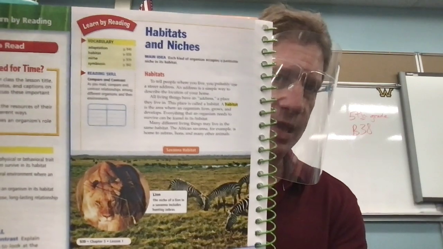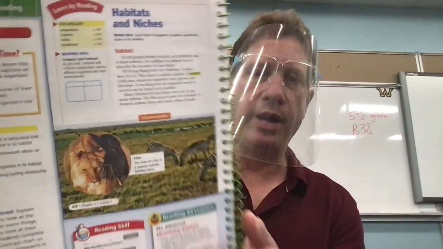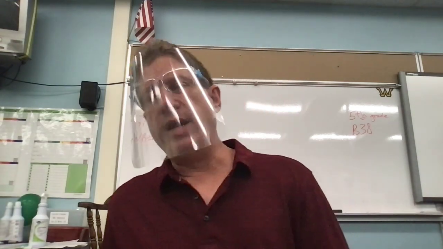Welcome to May 10th, 2021, fifth grade science with me, Mr. Monzo, and we are talking about habitats and niches. There's a big lion there with some zebra running around. So I'm going to read to you about that.